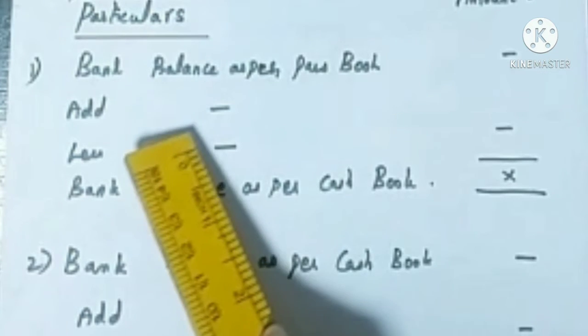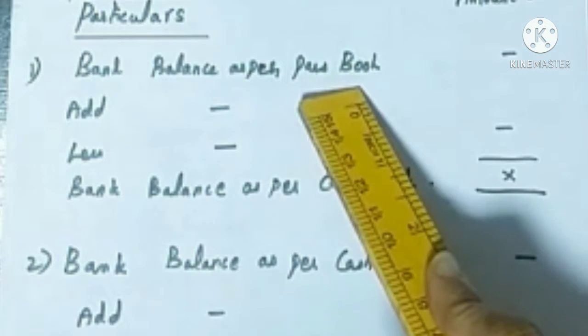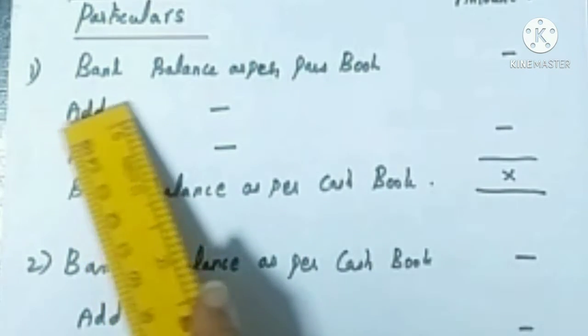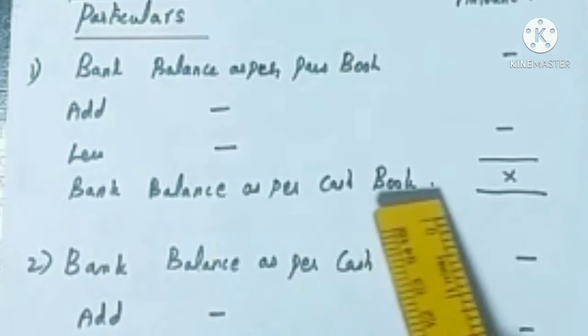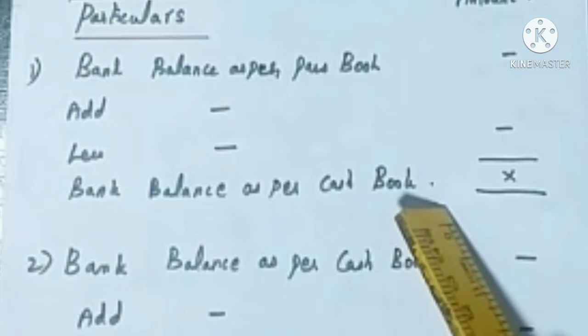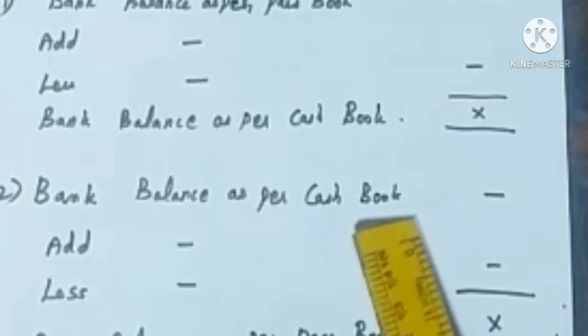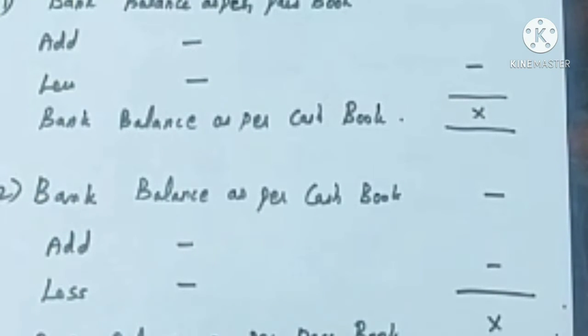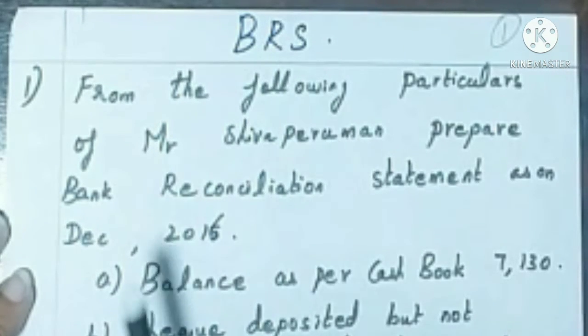So if all the reasons for the differences are given in a problem, then in that case, we can either start from bank balance as per passbook and end in bank balance as per cash book, or if we are starting from balance as per cash book, we have to end up with balance as per passbook. A simple problem to understand how to prepare BRS.